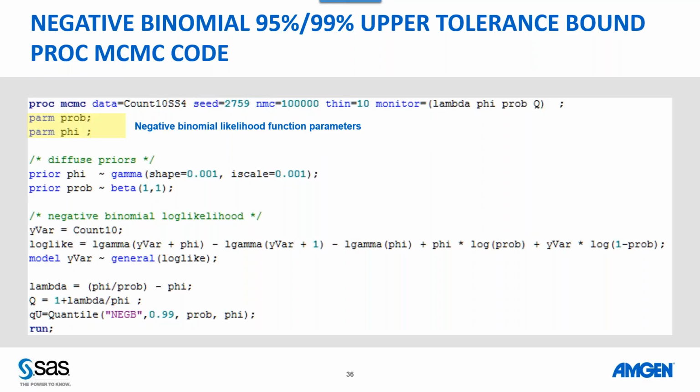We have the parameters of the negative binomial, the probability and the phi. We have the priors, the gamma for the phi.